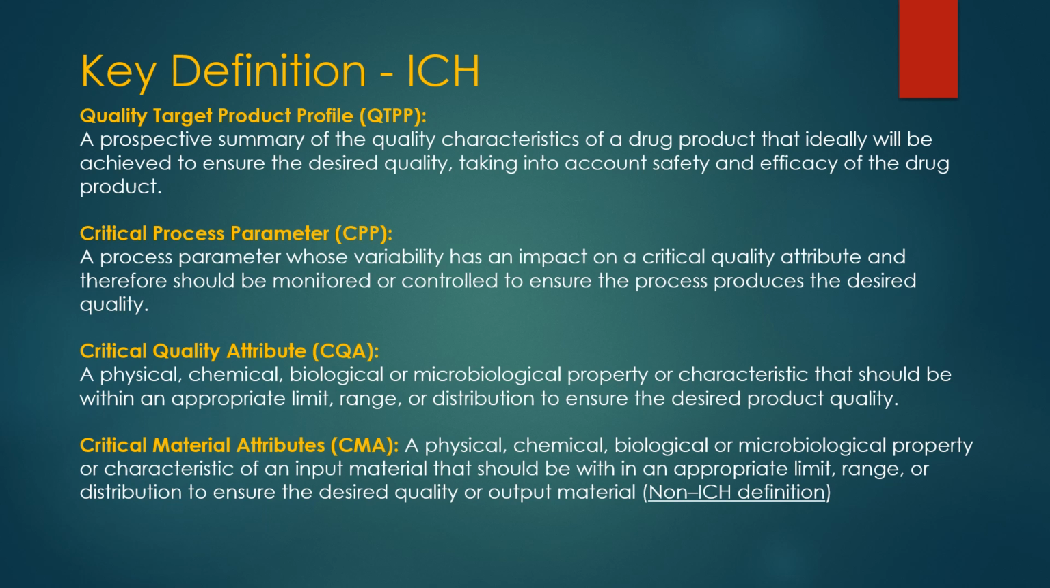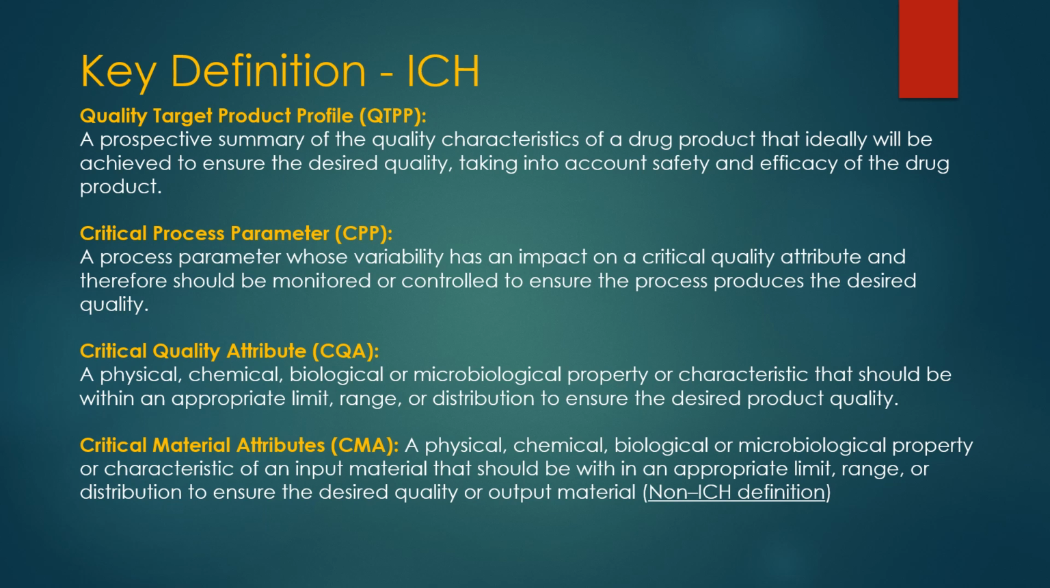QTPP, Quality Target Product Profile. It is a prospective summary of quality characteristics of a drug product that ideally will be achieved to ensure the desired quality, taking into account safety and efficacy of the drug product. Critical Process Parameter, CPP. It is a process parameter whose variability has an impact on a critical quality attribute and therefore should be monitored or controlled to ensure that the process produces the desired quality.